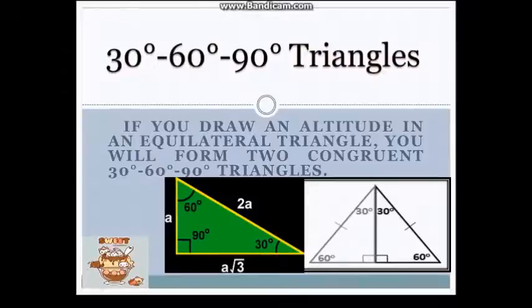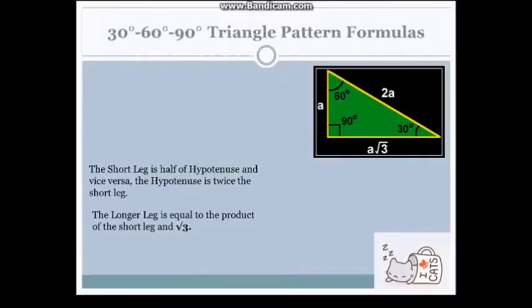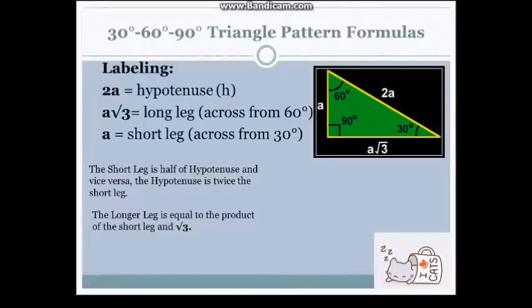For the 30, 60, 90 triangle pattern formulas, we should start by knowing the parts and the relationship of these parts. A 30, 60, 90 triangle has a shorter leg, a longer leg, and a hypotenuse. The hypotenuse is 2 times the shorter leg, denoted by 2a is equal to hypotenuse. The longer leg across from 60 degrees is equal to the shorter leg times square root of 3, denoted by a square root of 3 is equal to longer leg.